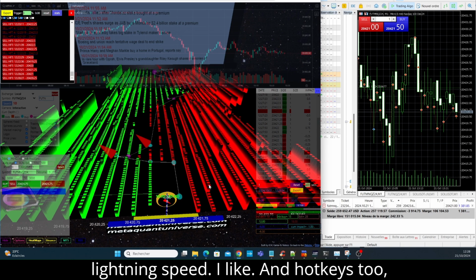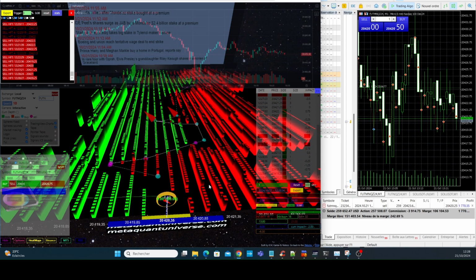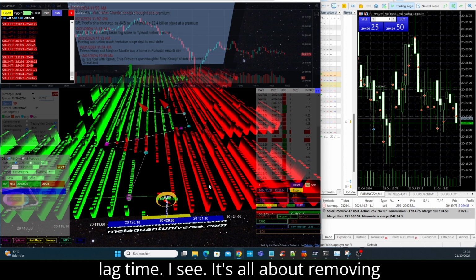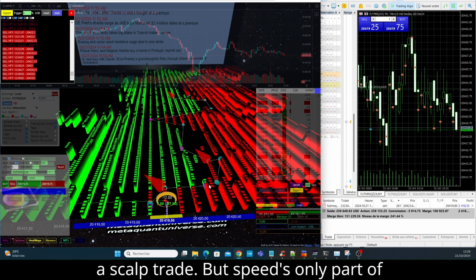And hotkeys too, right? Hotkeys are a game changer. Just one keystroke. Boom. Execute the trade. Exactly. Cut out that lag time. I see. It's all about removing those tiny delays that can make or break a scalp trade.